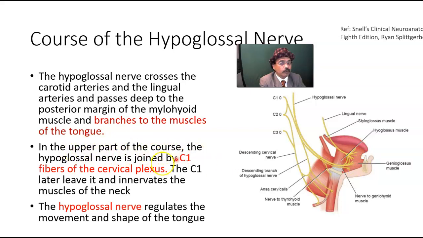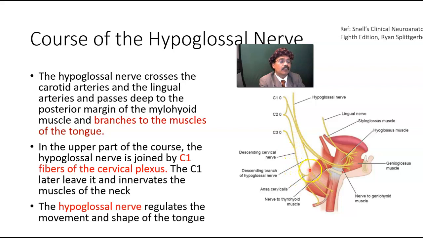In the upper part of its course, the hypoglossal nerve is joined by C1. This is C1, fibers of the cervical plexus. The C1 later leaves it. C1 just gets support from the hypoglossal nerve. There will be no mingling of nerve fibers. C1 supplies a different group of muscles, like the geniohyoid muscle and the thyrohyoid muscle. And C1, C2, C3 are an essential part to supply the hyoid muscles.